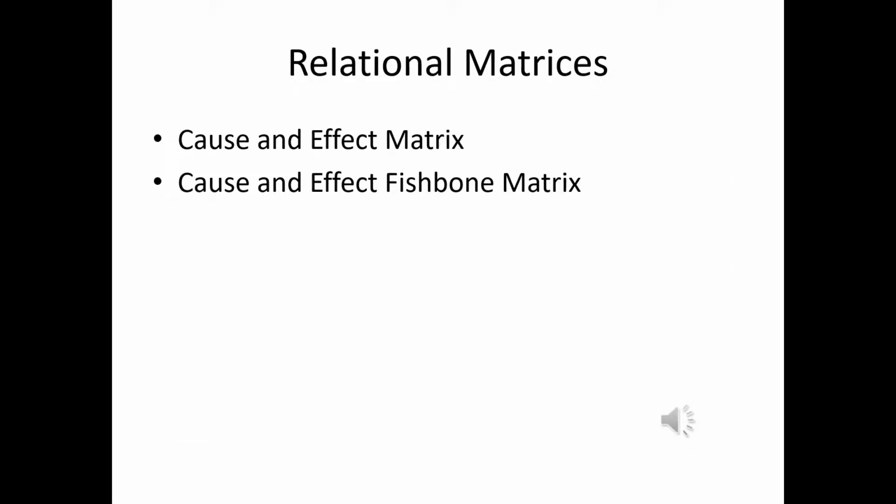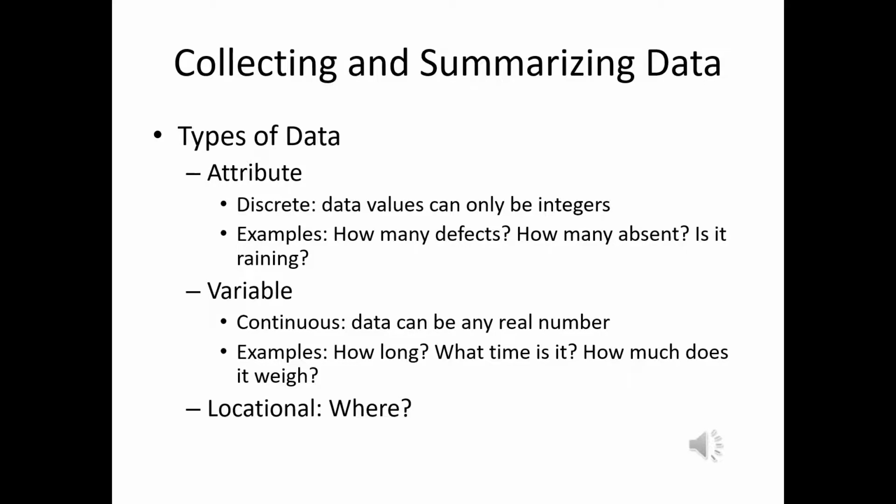I'm going to make a separate video on this one. But again, we're looking for that relationship between the inputs and the outputs. So we're going to start with a cause and effect matrix and a cause and effect fishbone matrix or Ishikawa diagram. Again, I'll make a video. But this is our first stab at trying to do a relationship between the inputs and the outputs. So we're going to collect some data. And there's two types of data.